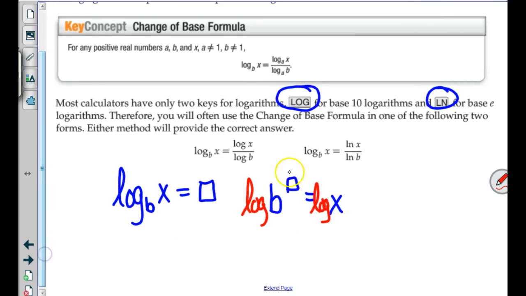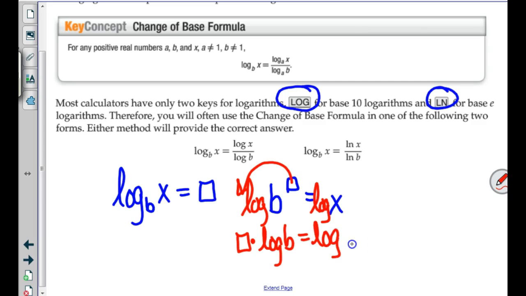Now, what can I do with that little square? What did we just learn today? I can move it out front. So I'd have this times the log base b equals the log of x. And then I could divide to get this little square by itself. Okay, that's the change of base formula that they've written right here.